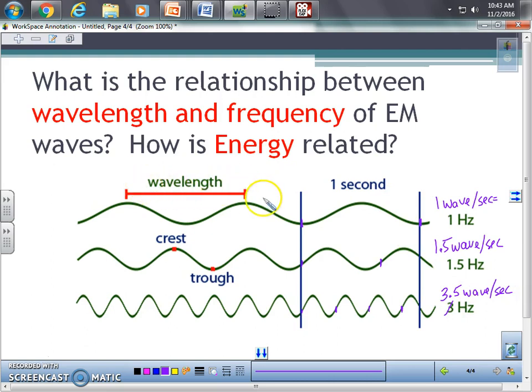So the longer the wavelength, the lower the frequency. The shorter the wavelength, the higher the frequency. And energy is directly related to frequency. These have a direct relationship. So as frequency increases, so does the energy. Wavelength and energy have an indirect or an inverse relationship. So this would be a direct, and these would be an indirect or an inverse. So as your wavelength gets longer, your energy goes down.